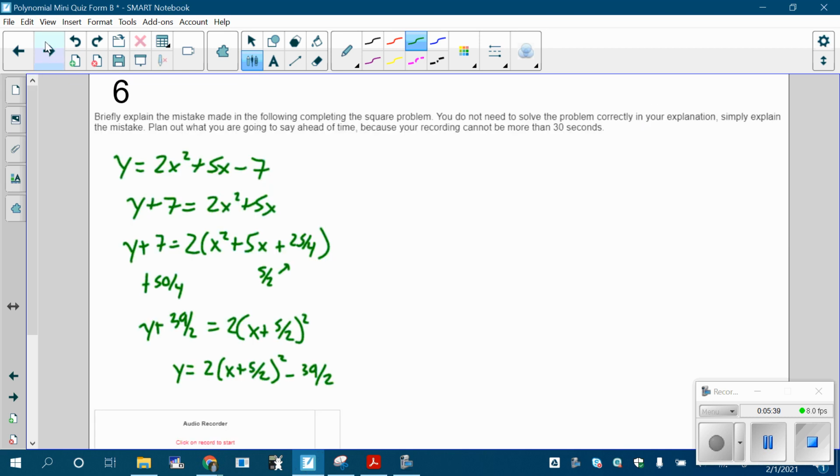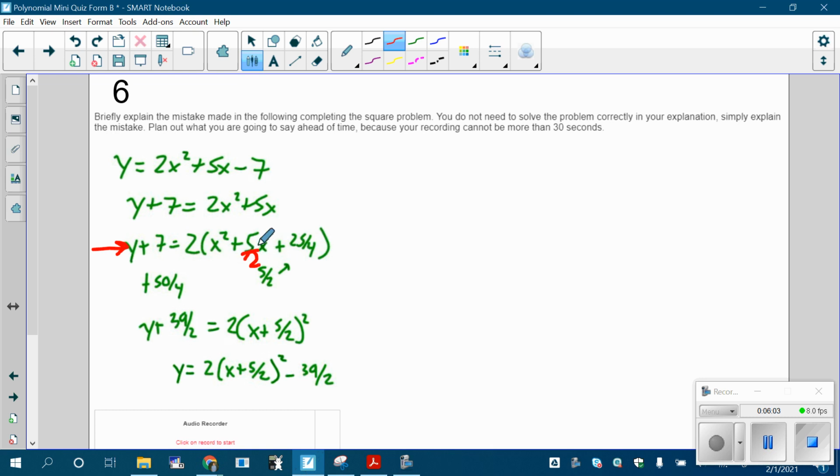Sixth question here, you've got to find the mistake. It's a little bit tricky here. The mistake happens kind of early on. It's right in this line. Okay. When they take that 2 out, they take it out of the x squared, but they don't take it out of the 5x. We should be left with 5 halves x there.